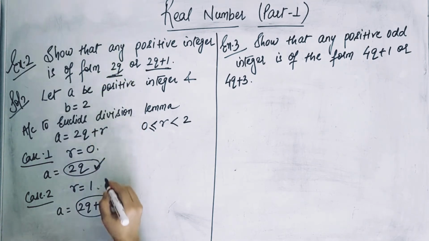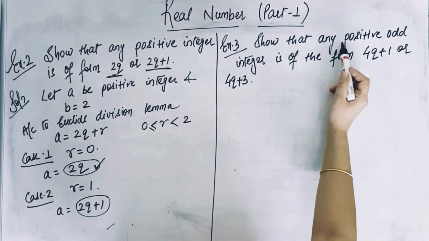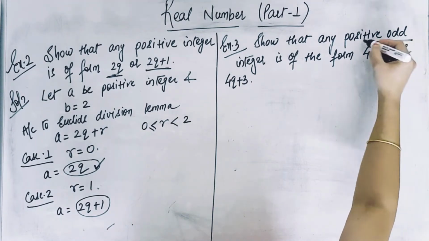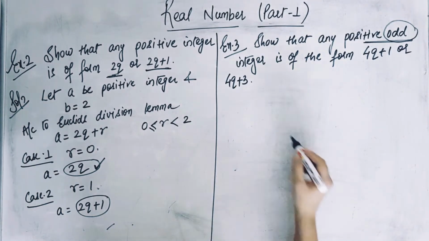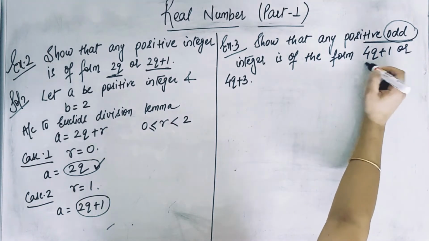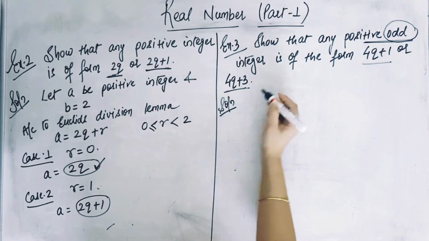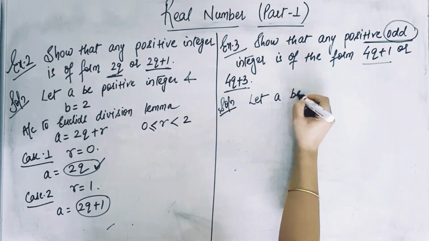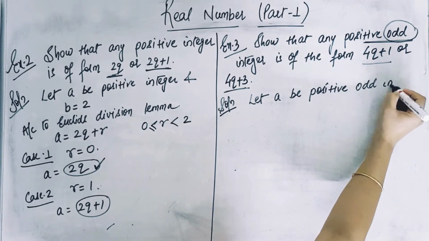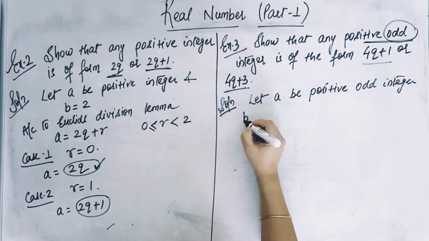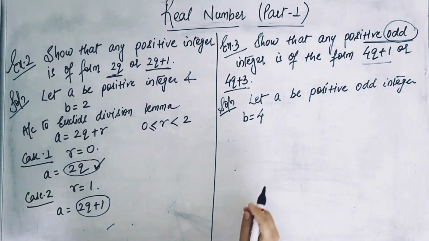Now see, the next question is: show that any positive odd integer is of the form 4q plus 1 or 4q plus 3. In this question they have mentioned odd integer. So again we'll assume let a be a positive odd integer. Here b will be 4, because in the question they have mentioned 4q plus 1.